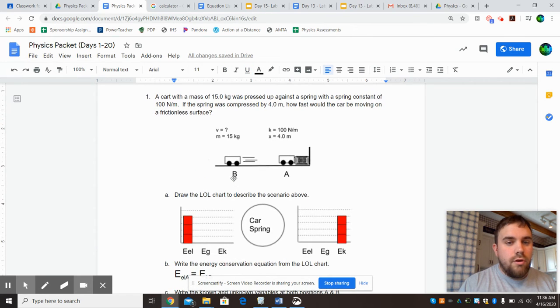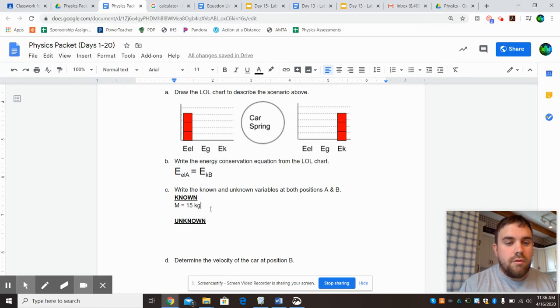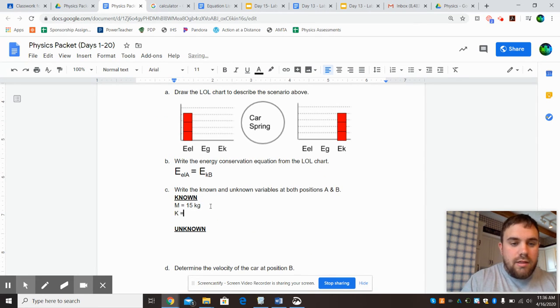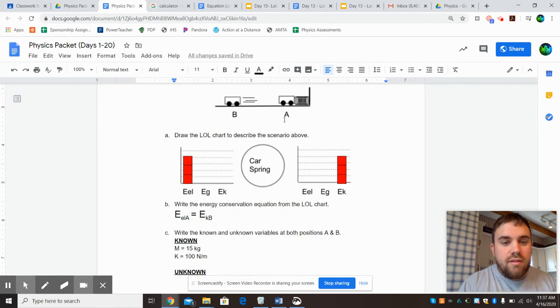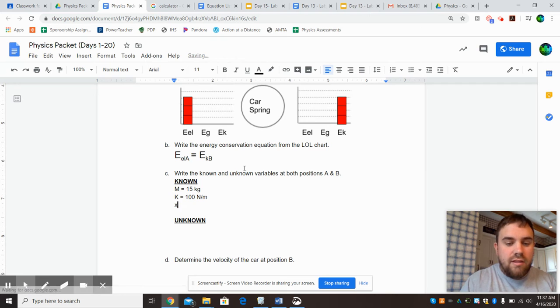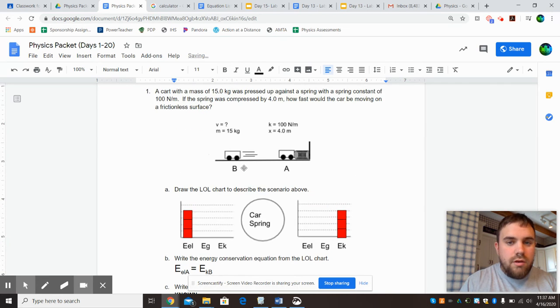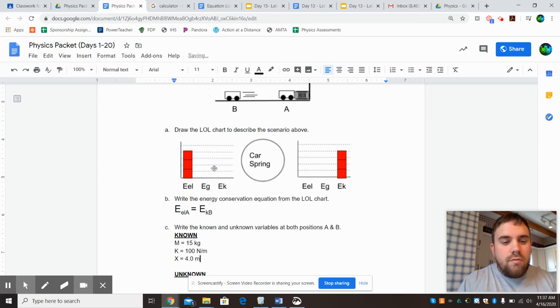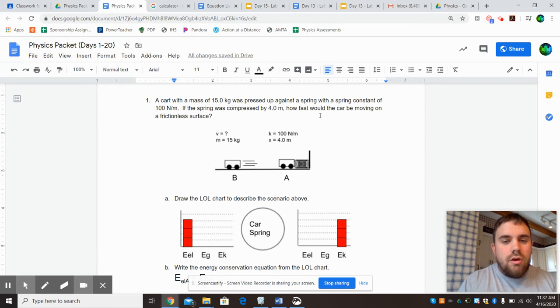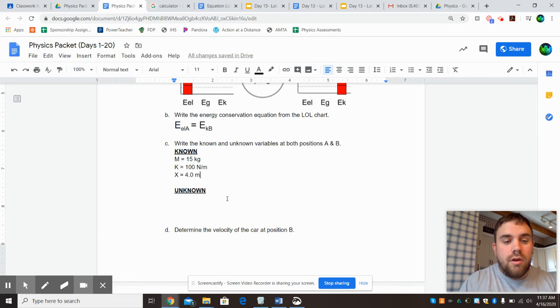I also know that the spring constant is 100 newtons per meter. So K is equal to 100 newtons per meter. And then I also know that the spring was compressed. So delta X, I'm just going to put X, is equal to, what was it, 4 meters? Yeah, 4.0 meters. And so that's what I know. Now, what I don't know is how fast the car would be moving. In other words, I want to know the velocity, question mark.